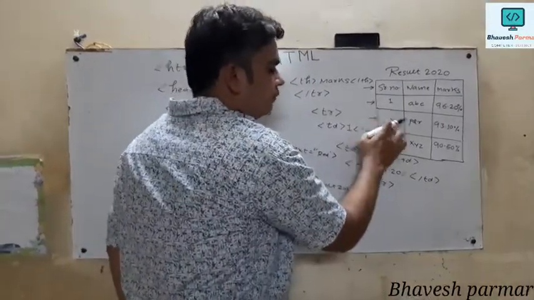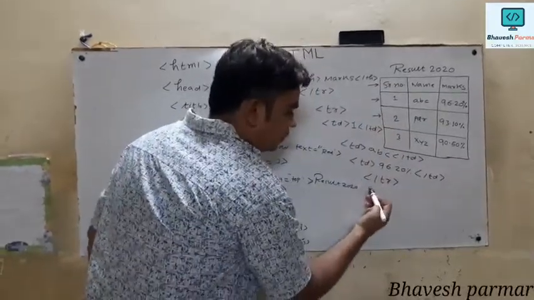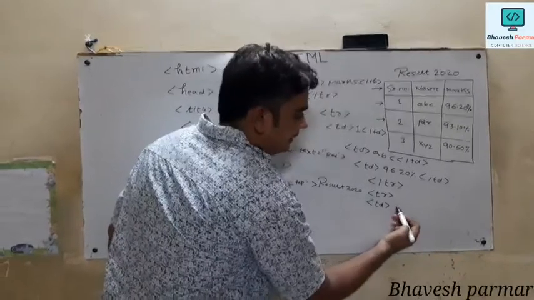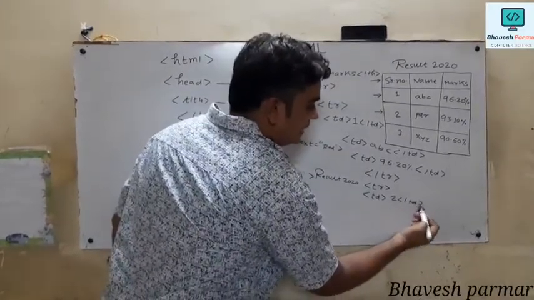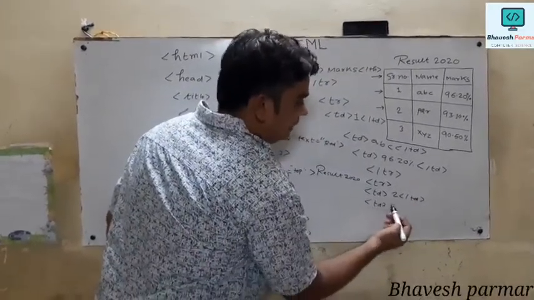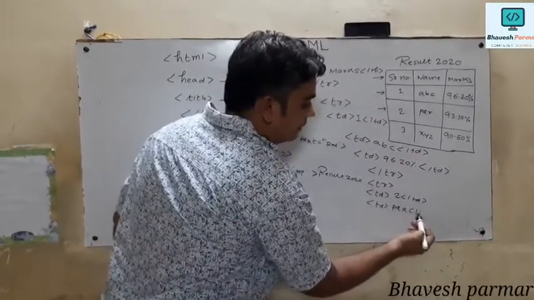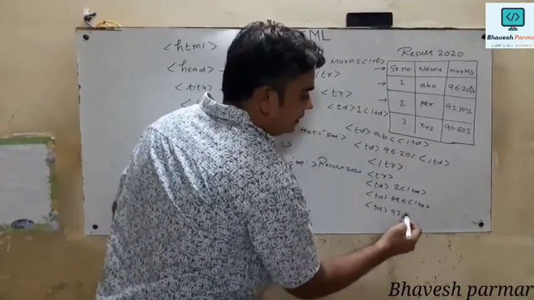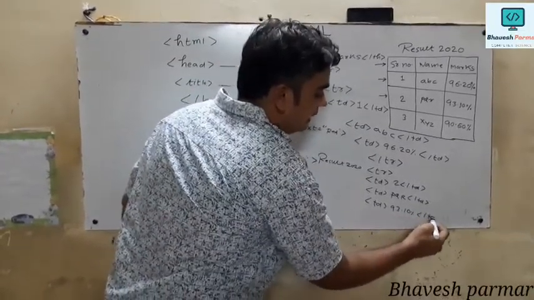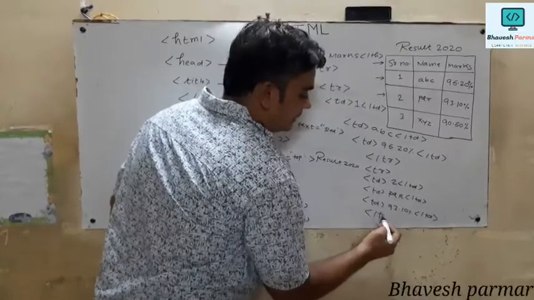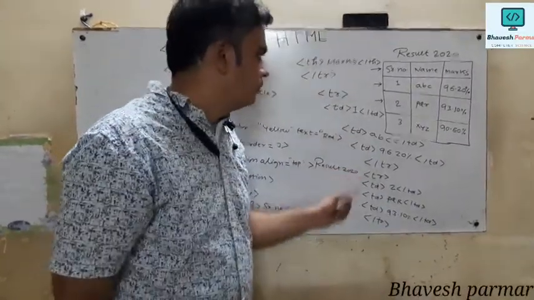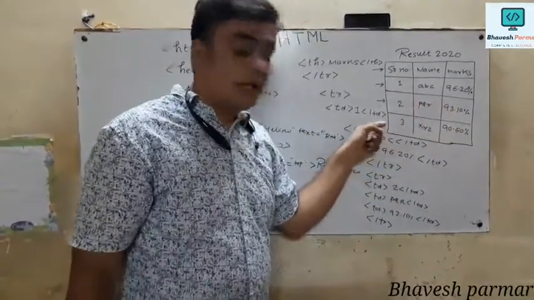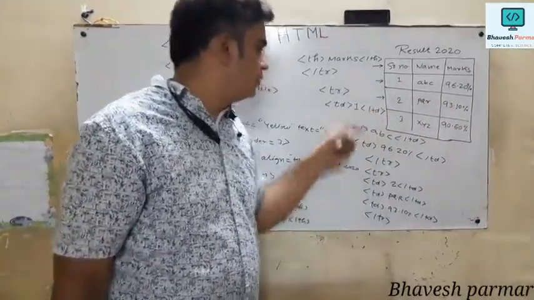Now I am going to fill the information of the third row. So how can I write? Again tr, then the td tag is there: td 2 /td, again td pqr /td, again td 93.10 /td, and finally /tr. So I have filled the information of this second row. Now how can I write for the third one? Again you have to use what?